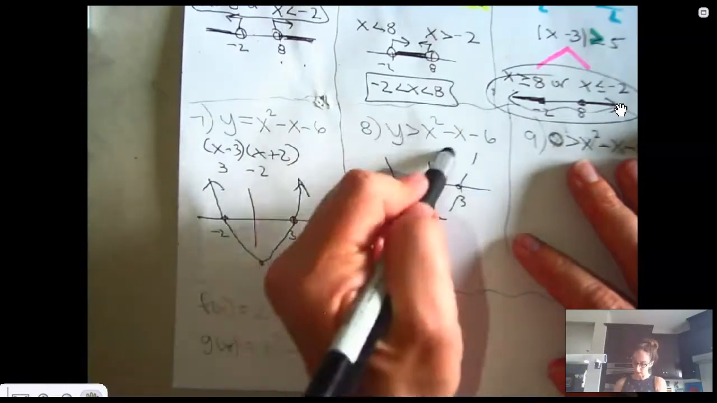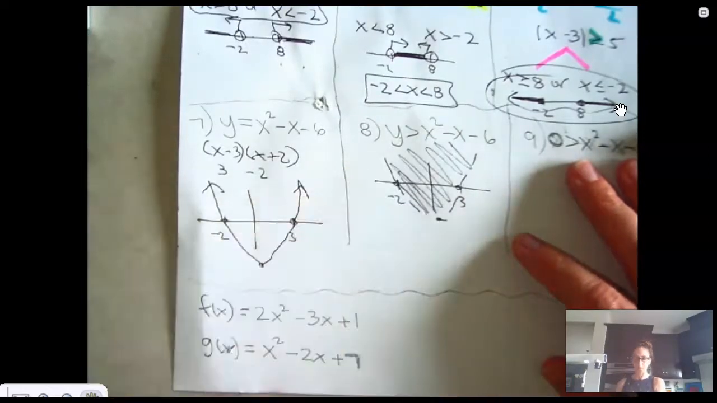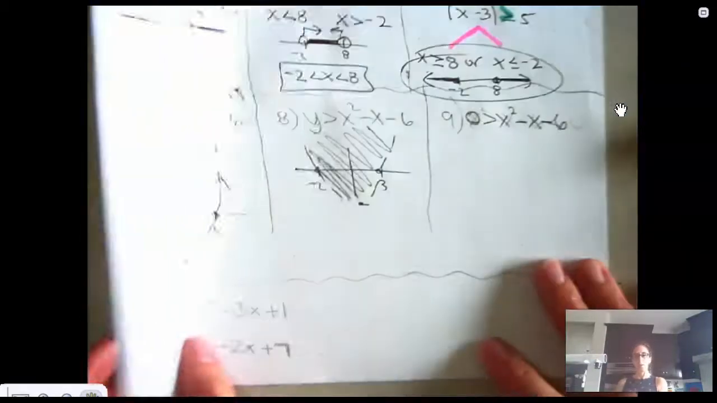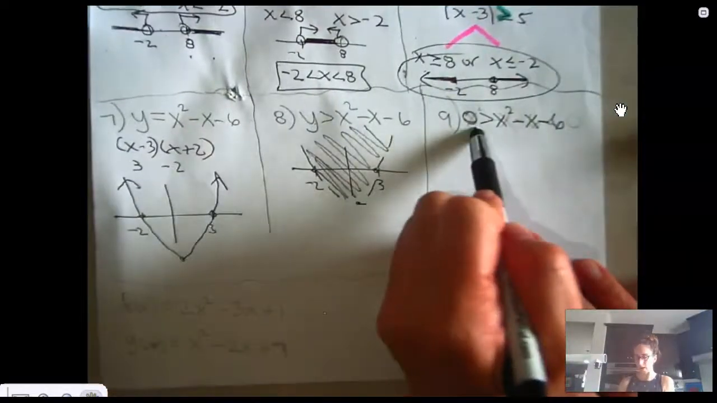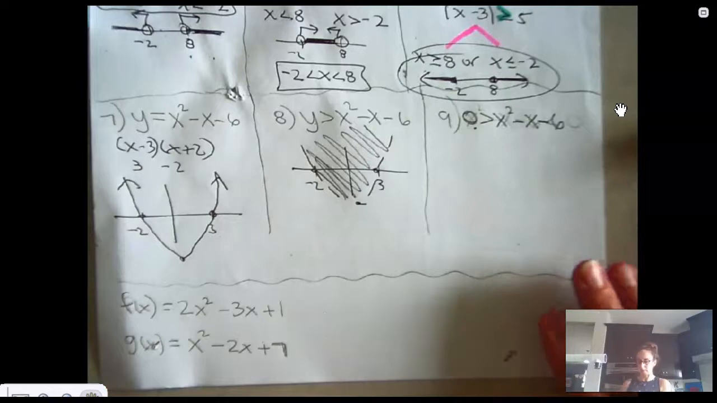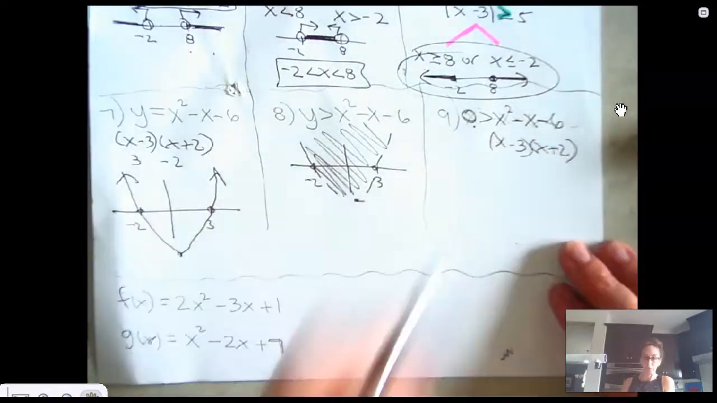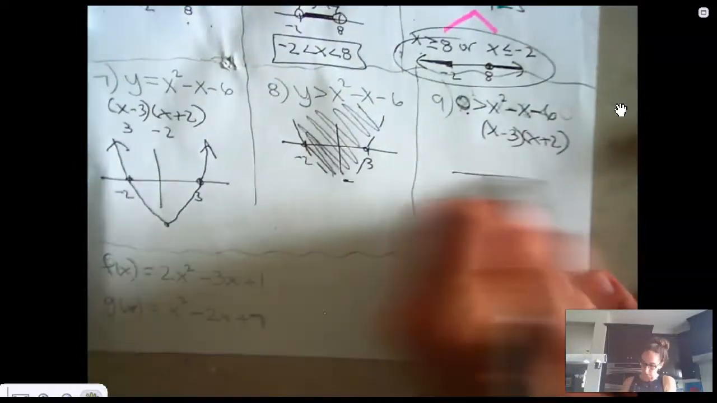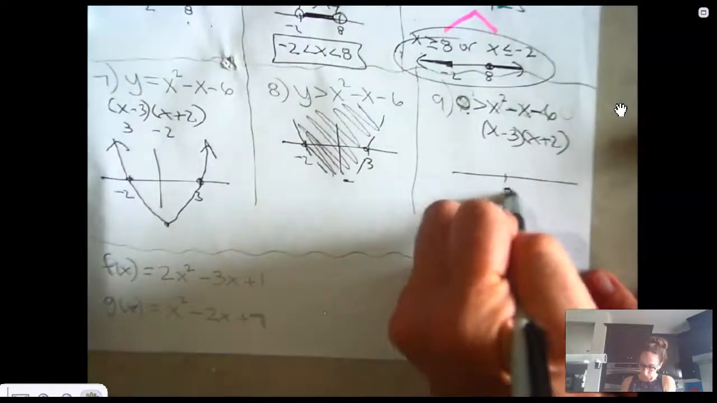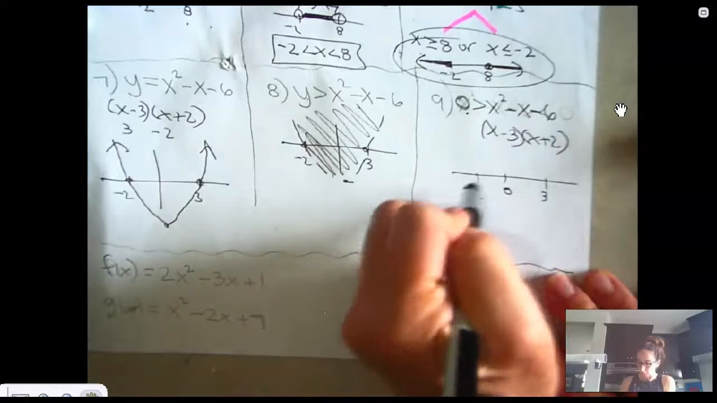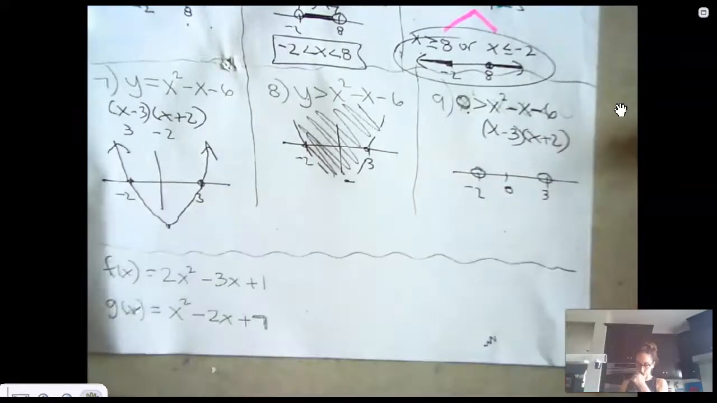And if it's greater than, it's shading up. Now, this one's different because it's saying, hey, we're not dealing with y this time. We're only dealing with x. So in a sense, I'm going 0, 3, -2. Open circle, open circle.